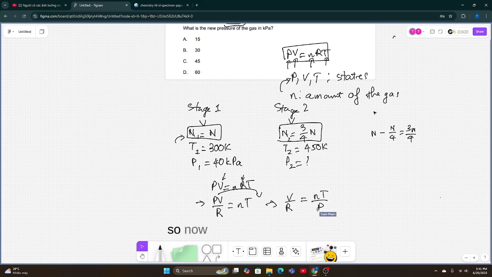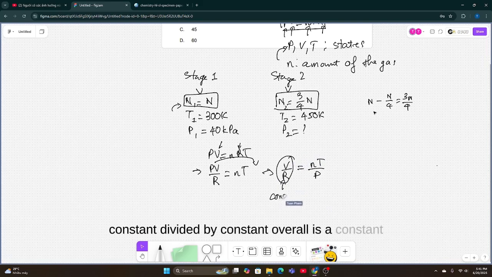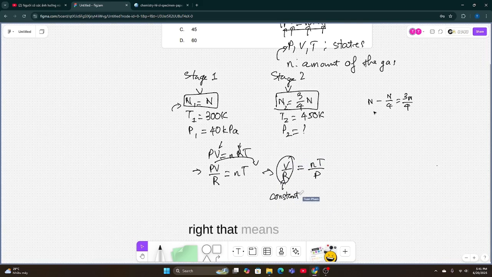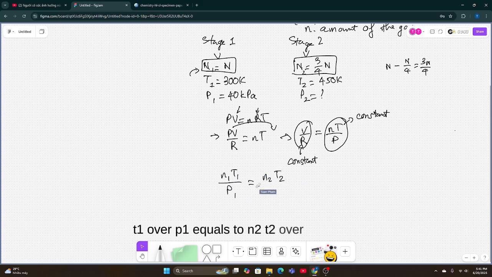So now, on the left-hand side, this is a constant. A constant divided by a constant overall is a constant, right? That means that the result of nT over P must be a constant, right? That will give us n1 T1 over P1 equals n2 T2 over P2.